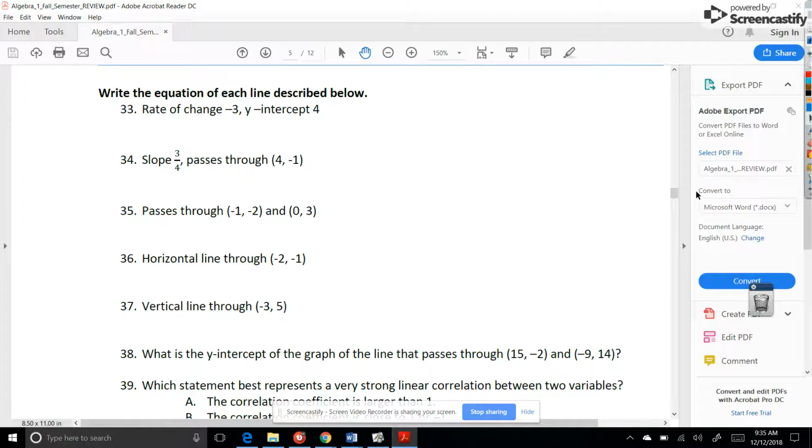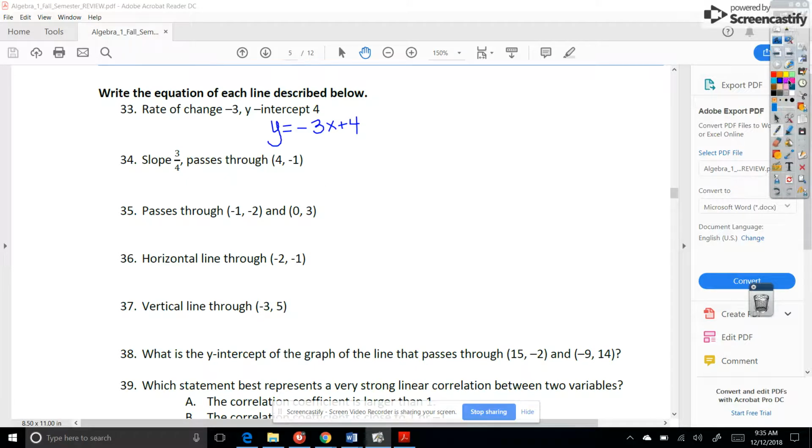Okay. Write the equation of each line described below. Rate of change is negative 3, y-intercept is 4. That's nice and easy. I can write that in y equals mx plus b. Slope of 3 over 4 passes through 4, negative 1. Well, neither of these are x or y intercepts because there's no zeros.